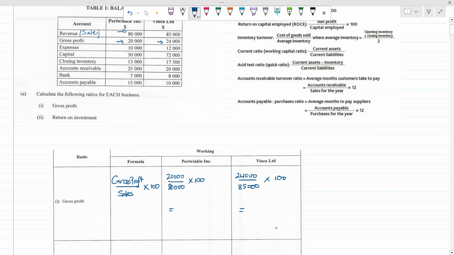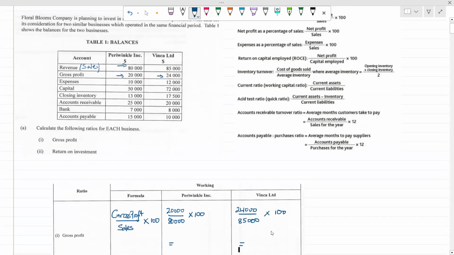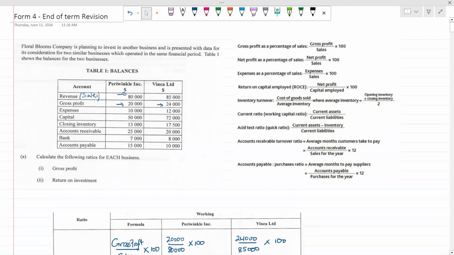Right, so what are we doing? We're looking at this question here. We're doing revision by using past paper questions, touching on the different topic areas that you would have covered throughout Form 4. The first question here is based on ratio analysis. We have the balances here for two companies. Floral Blooms is planning to invest in another business, and they are presented with the data for its consideration for two similar businesses which operated in the same financial period. There's Periwinkle Inc.